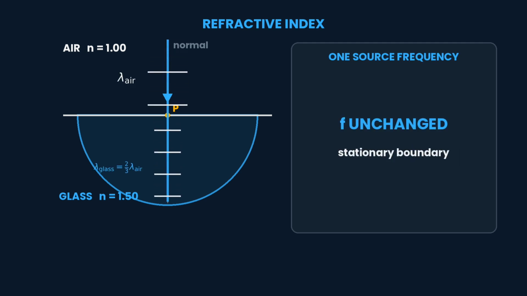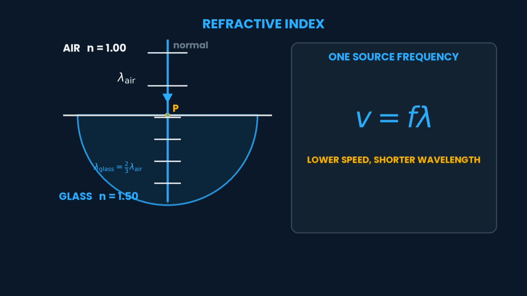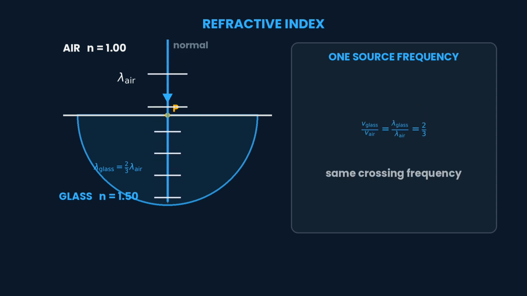The source fixes the frequency, so frequency does not change when the light crosses a stationary boundary. From v equals f lambda, a lower speed means a shorter wavelength. The speed and wavelength in the glass are both 2/3 of their values in air.